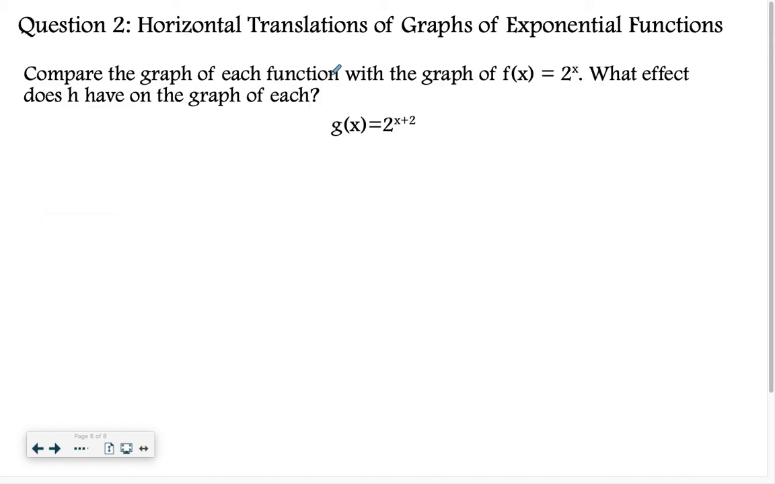All right, now it's your chance. Compare the graph of the function f of x equals 2 to the x power. What effect does h have on the graph of each? So g of x equals 2 raised to the x plus 2 power. Go ahead and state, how would this move? Good luck. All right, hopefully you identified that if it's plus 2, that's actually going to move us left 2 units. Okay, if you have questions about that, please be sure to ask for some help.